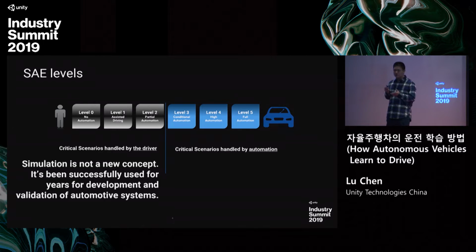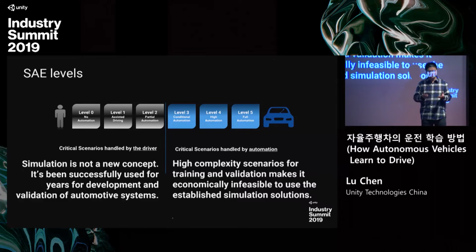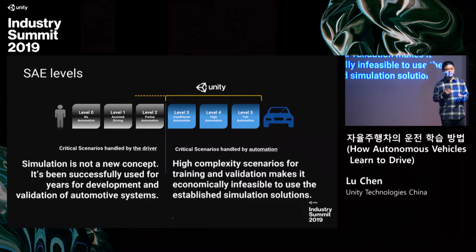But for level 3 and above, because the real world is so complex, it's impossible to enumerate all the scenarios. So here, we need a more powerful simulation platform to support this new requirement, with new technology that can generate more complex scenarios in a very efficient way. So that's why we need Unity here.